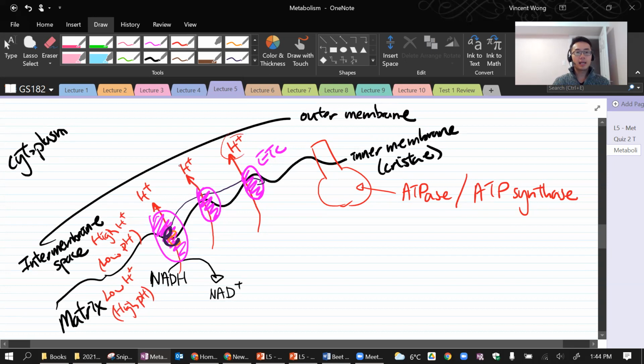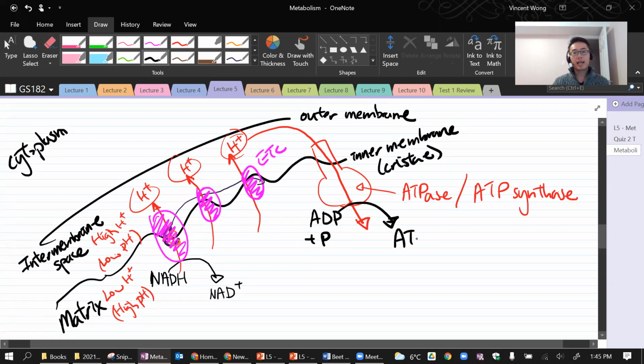And so all these H+ that we pump over using the electron's energy will now go through the ATPase. Much like water going through a water wheel, it is going to turn the ATPase, which will help add a phosphate onto ADP, creating ATP. So that's how ATPs are generated from the electrons in the NAD+ and the FAD.